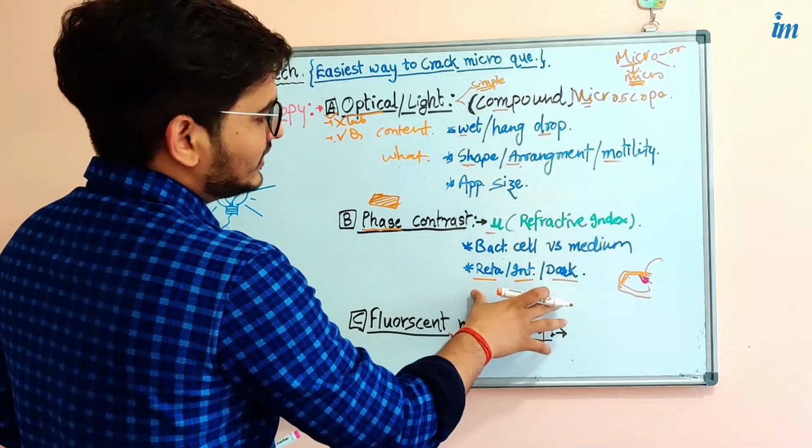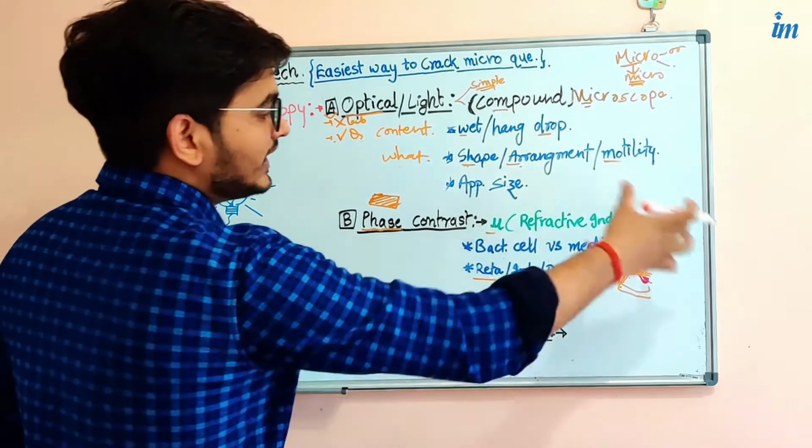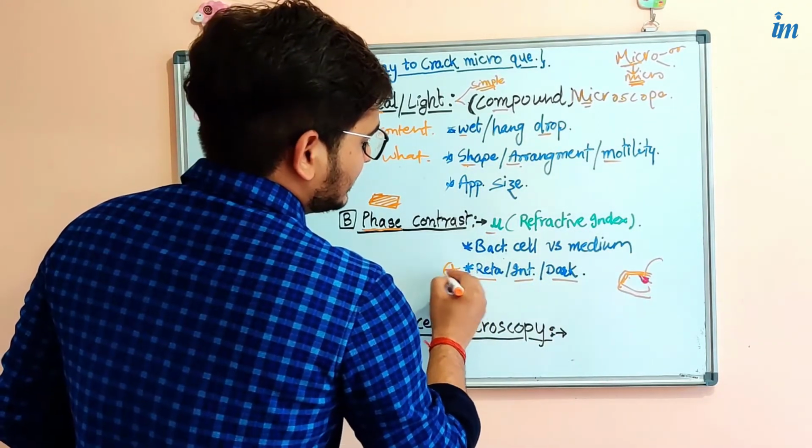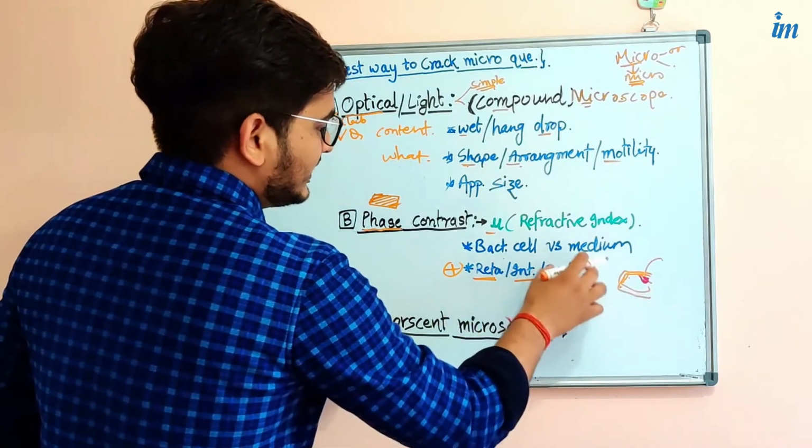This will be this here. What you will observe, leave these things because these are going to be constant here. Okay. What additional will you have? That will be on the behalf of retardation, intensity, and darkness.